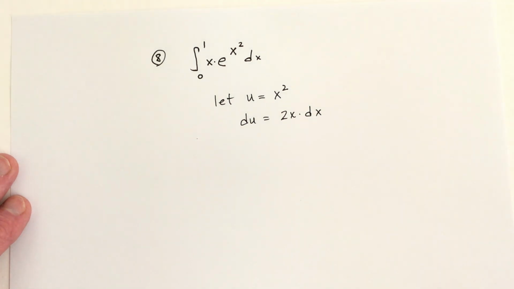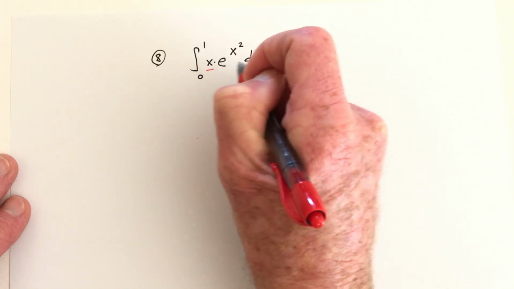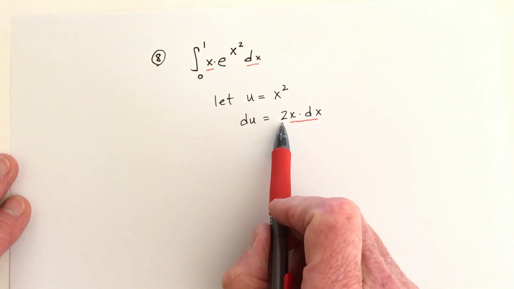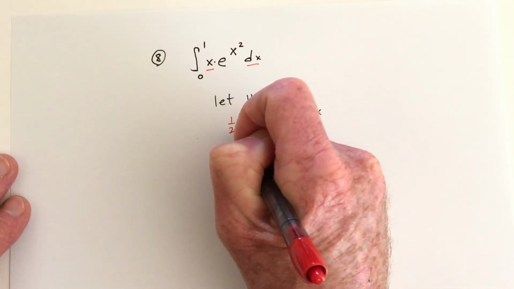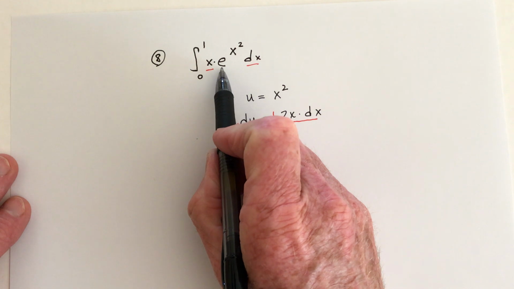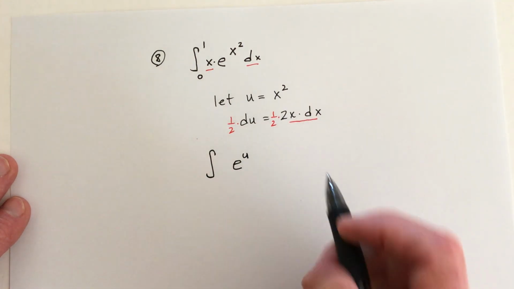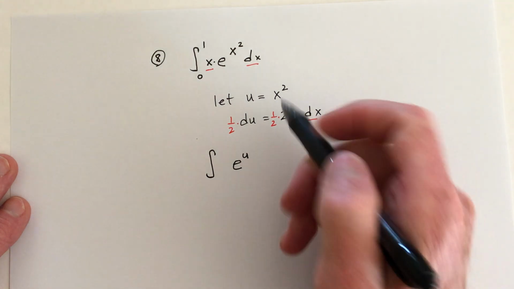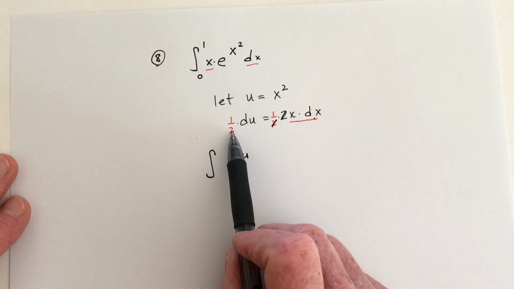And we're running into the exact same thing as last time. This one has x dx, this one has x dx, but there's this extra 2, so multiply both sides by 1/2. And then it's ready for the u substitution. So this part is going to become e to the u. And then replacing the x dx will be 1/2 du.